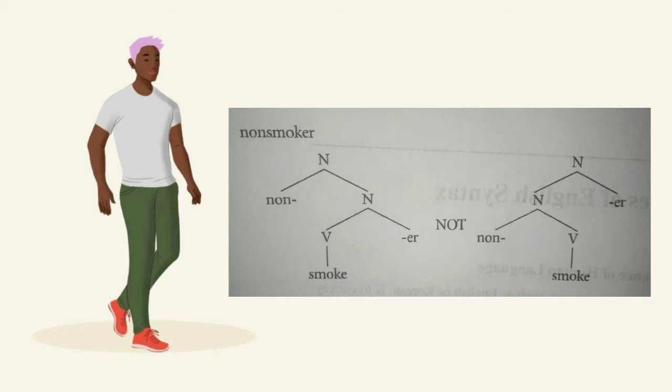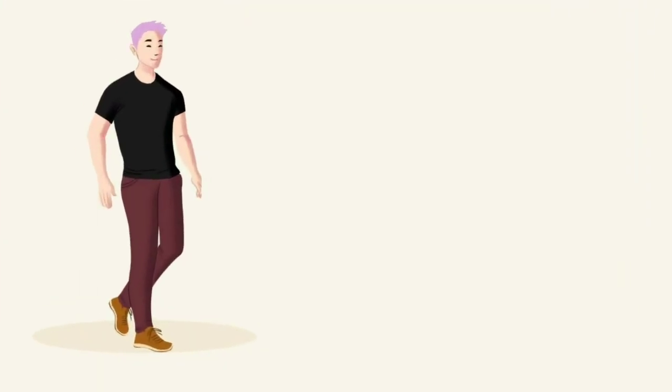The reason that the second derivation is impossible is that one must be able to stop at any point in the derivation and still have a word of English. The second derivation produces the noun word non-smoke. Look at the two possible trees for informality.